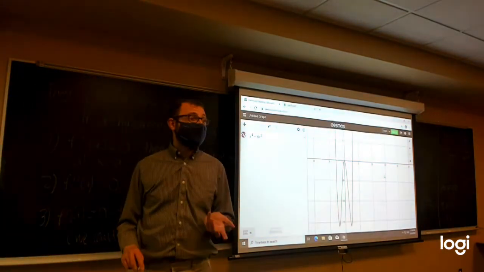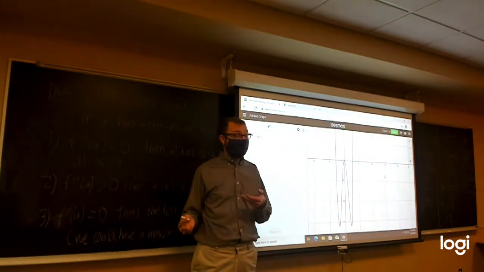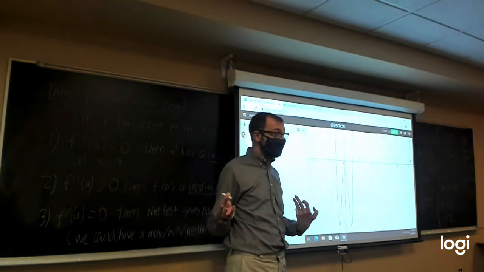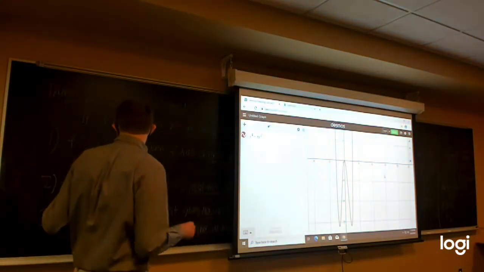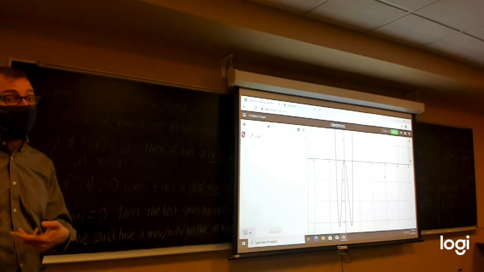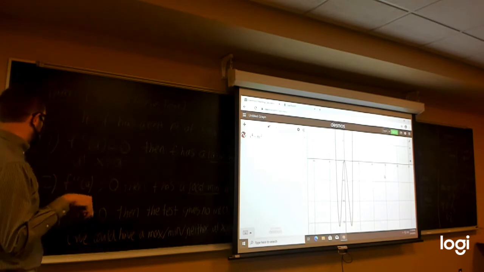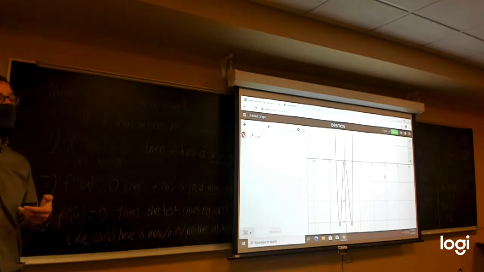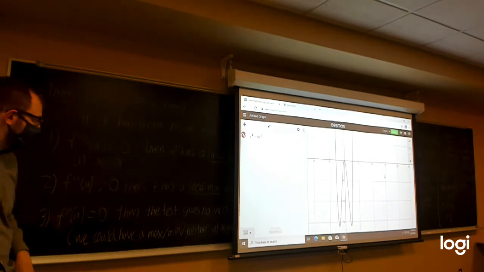Any questions or comments about what we did here? Where we determined whether we had local maxes or mins by finding our critical points, by seeing where is f prime 0 or does not exist, and then we plugged those critical points into the second derivative to tell us whether we had a local max or a local min at them.